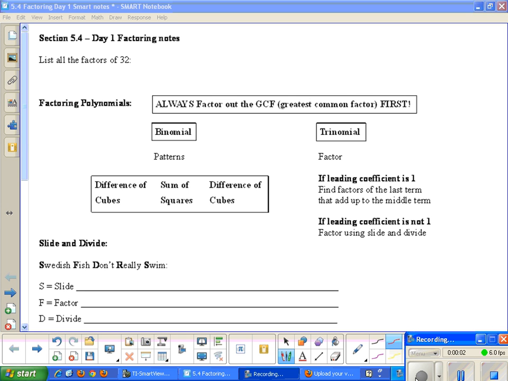Section 5.4, Day 1 Factoring Notes. Factoring is very important to what we're going to do for the remainder of the year, so it's important to listen carefully and take good notes. Now the first one is just something easy.